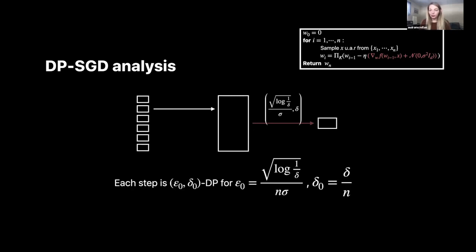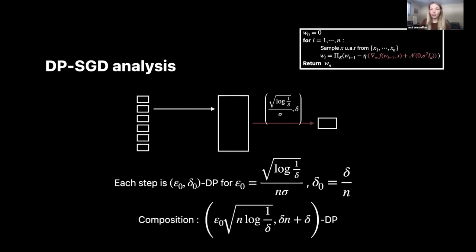So the subsampling amplification says that this step is actually, in the central model, square root log 1 over delta over n sigma, delta differentially private. And this n comes from the fact that m, what we called m before, is now 1, because I'm just sampling one person. Okay, so I have that each step is epsilon_0, delta_0 differentially private, and I have n steps.